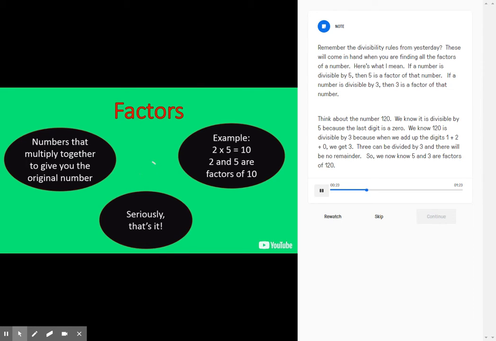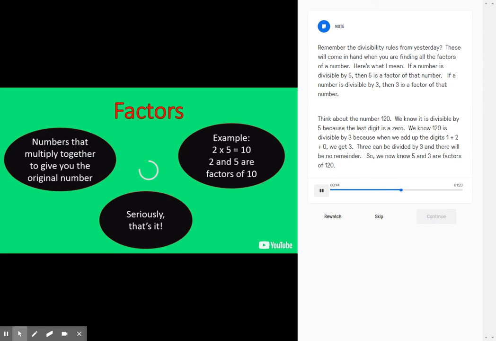So let's think about an example. How about the number 120? We know it is divisible by 5 because remember yesterday, we found out about the rule that anything divisible by 5 ends in a 0 or a 5. The last digit of this number is a 0, so we know it's divisible by 5.